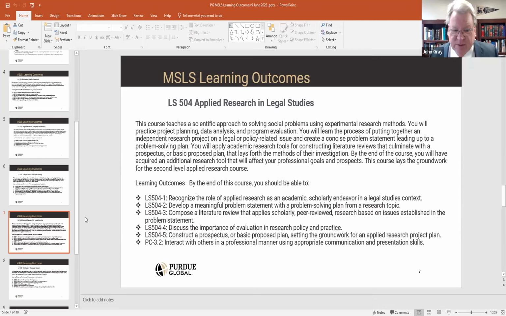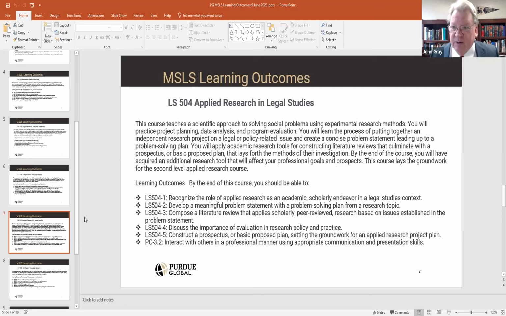Also, you will be able to discuss the importance of evaluation in research policy and practice. It's not enough just to gather things. We need to evaluate them for their strengths and for their weaknesses and to determine their relevancy. Also, you'll construct a prospectus or basic proposed plan, setting the groundwork for an applied research project plan, and interact with others in the course in a professional manner using appropriate communication and presentation skills.